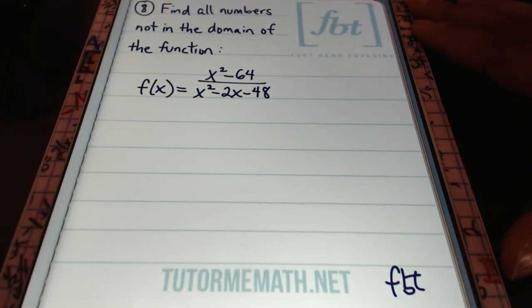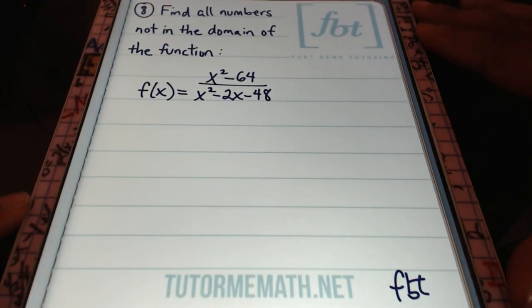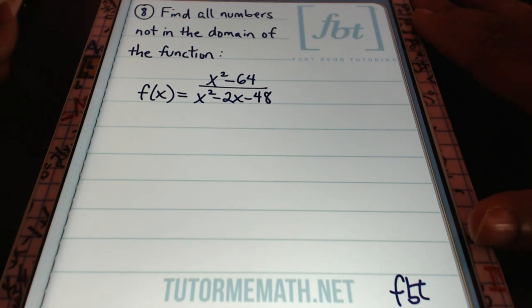And we're now on problem number 8. We're trying to keep it moving so we can get to more problems, guys. In problem number 8, it says find all numbers not in the domain of the function. Well, the things that are not in the domain of this function are going to be values that will generate a 0 in the denominator. Remember, you can't have a value of 0 in the denominator of a fraction or a rational expression for that matter because it's undefined. You can't divide by 0 in mathematics.